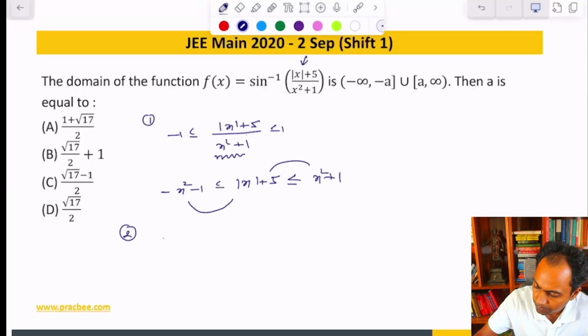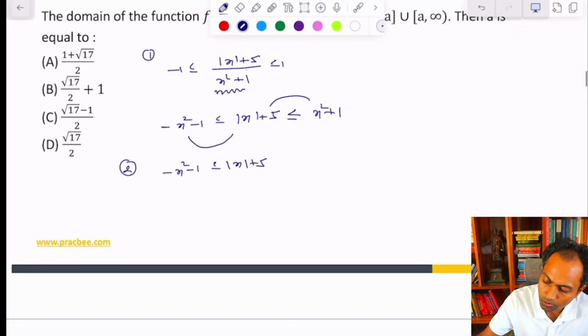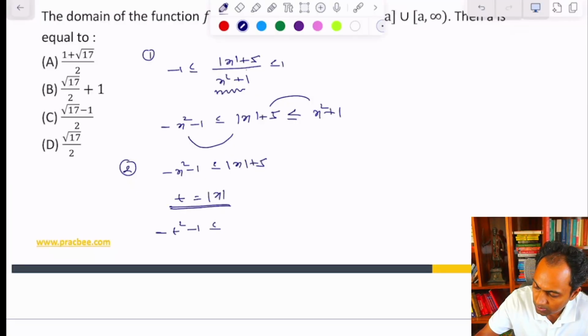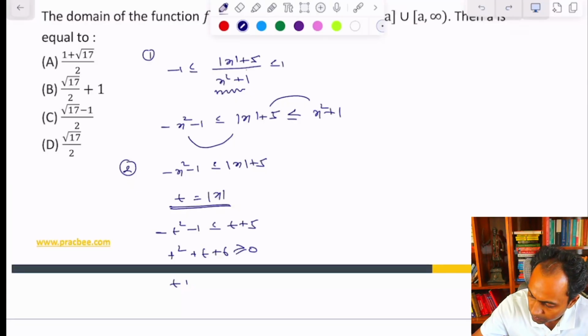In the second part, minus x square minus 1 is smaller than or equal to mod of x plus 5. In order to solve this, the strategy is the same: consider t as mod of x. So this becomes minus t square minus 1 is smaller than or equal to t plus 5. If I take everything on the right hand side, this becomes t square plus t plus 6 is greater than or equal to 0. So b square minus 4ac is smaller than 0. So this is always true because in this case, a is greater than 0 and d is smaller than 0.